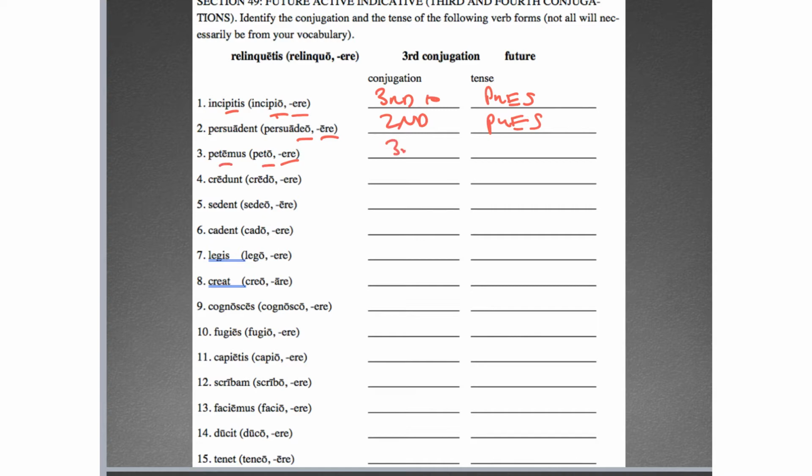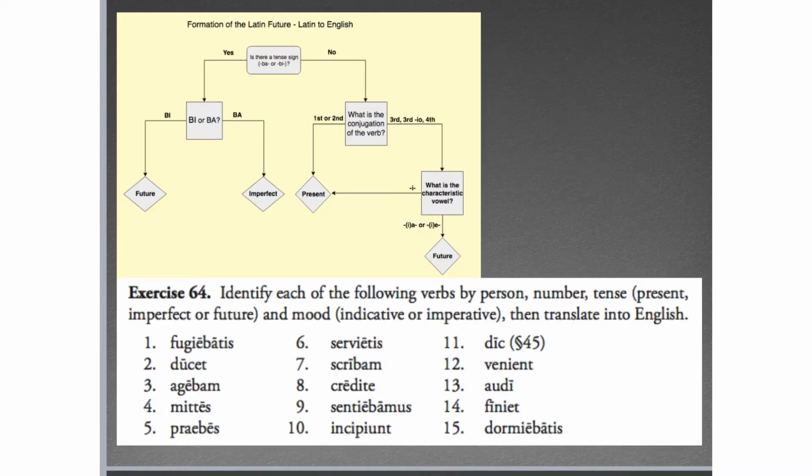E for third is future, so that means it's going to be future. So plenty to practice with and choose from. All right, and this is the same flow chart we already saw. Now you're identifying verbs by person, number, tense, and mood, indicative or imperative, and then translating into English.